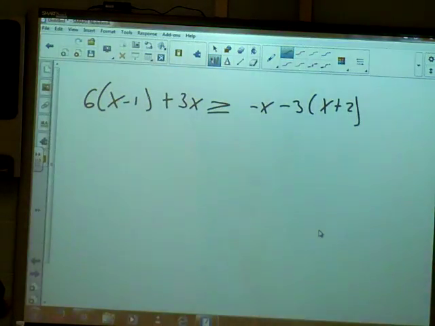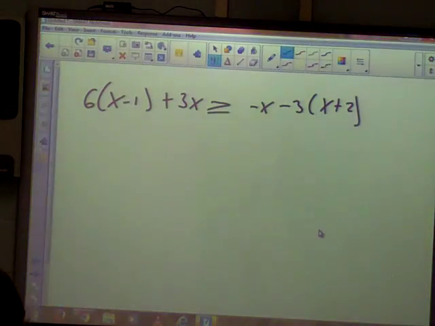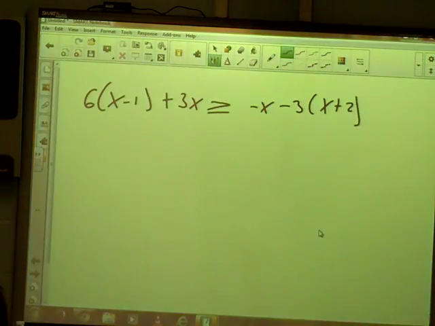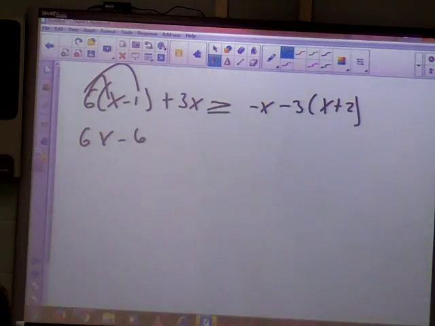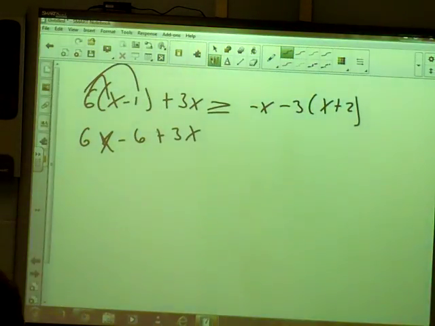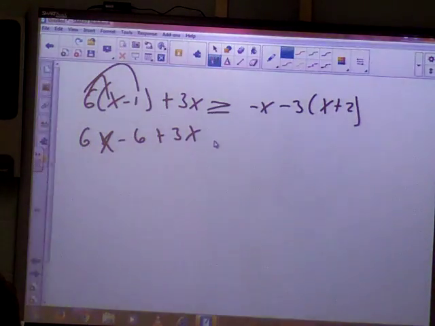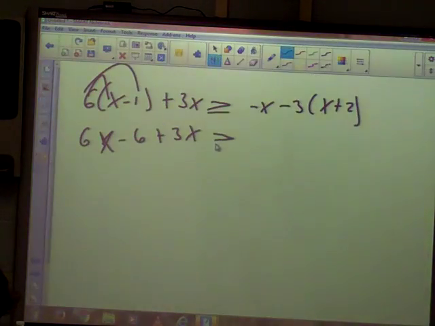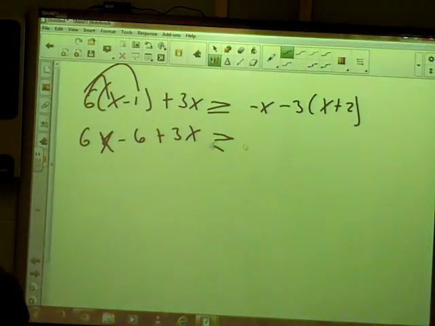Any ideas on how we could start? Okay, Angie wants to start distributing, and you can do that on both sides, can't you? On our left side, I'm going to distribute the 6. Give me a 6x minus 6 plus 3x. Alright, I'll just keep on going to the right side. Normally I prefer to clean that up first, but we'll clean it up later.